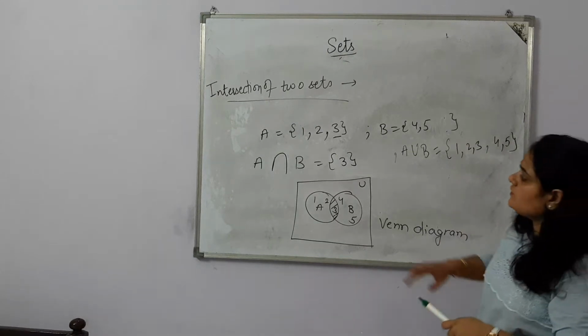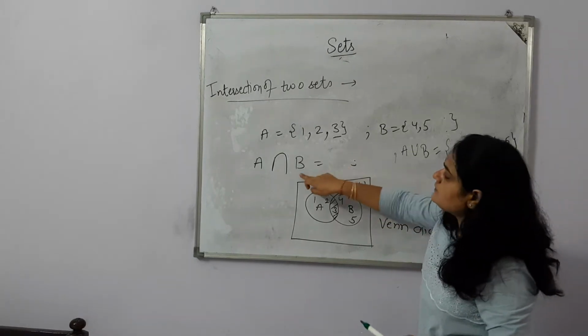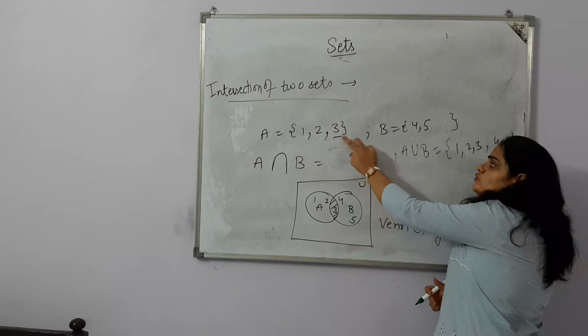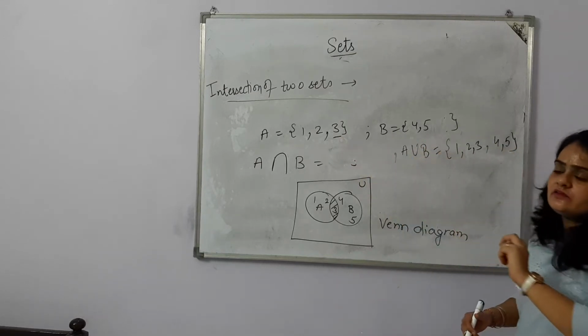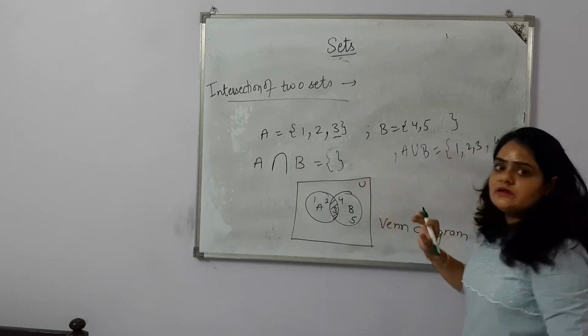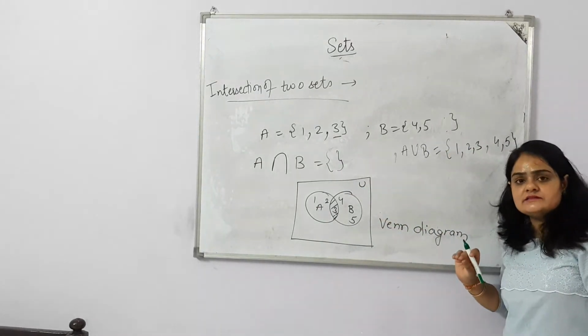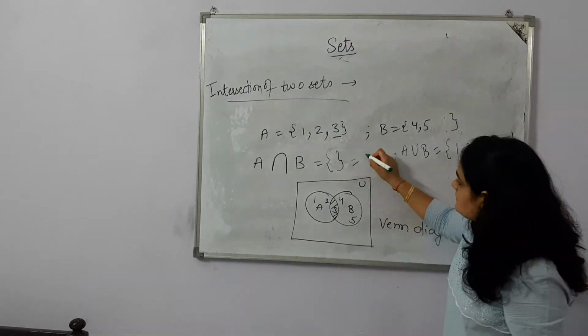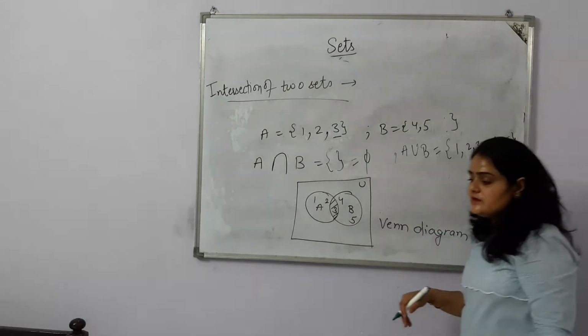But whenever I talk about intersection, here there is no common element in between. So that means we'll get an empty set, because there is no element in the set. That means empty set, or we can write phi. And what is the Venn diagram of this?